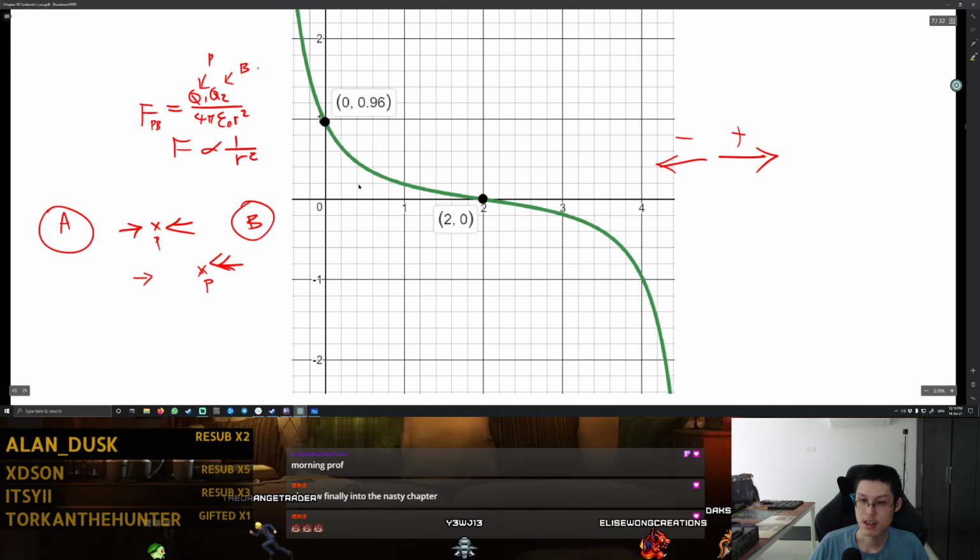Does that make sense? And if you move it closer to A, you see that the resultant electric field strength becomes positive because now A is going to push back stronger than B, so it's going to push it to the right.